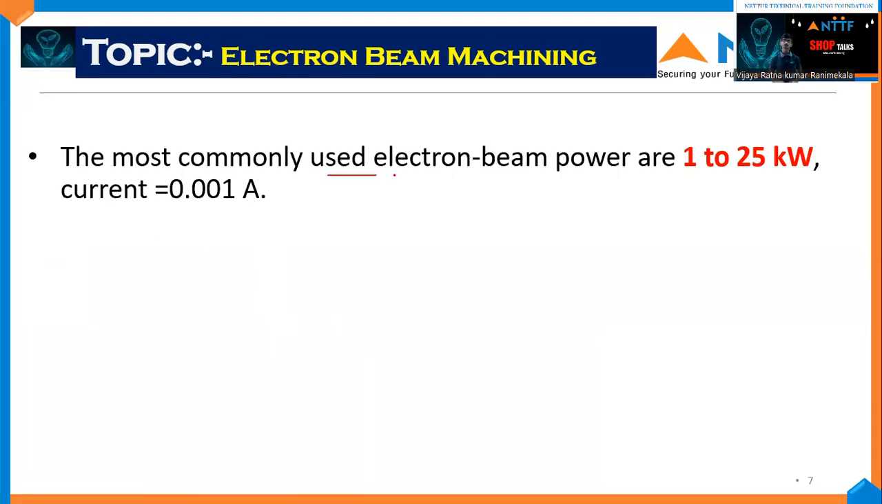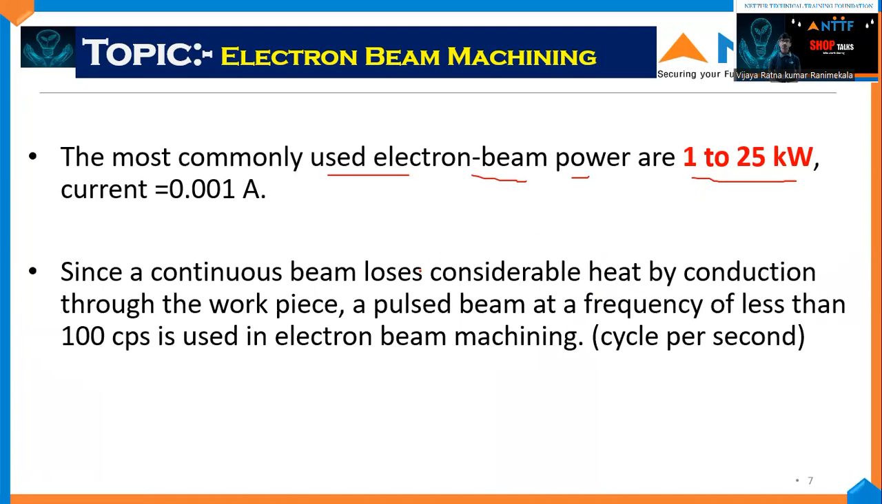The most commonly used electron beam power is 1 to 25 kilowatts and current is equal to 0.001 amps. Since a continuous beam produces considerable heat by conduction through the workpiece, a pulsed beam at a frequency of less than 100 CPS, CPS meaning cycles per second, is used in electron beam machining.